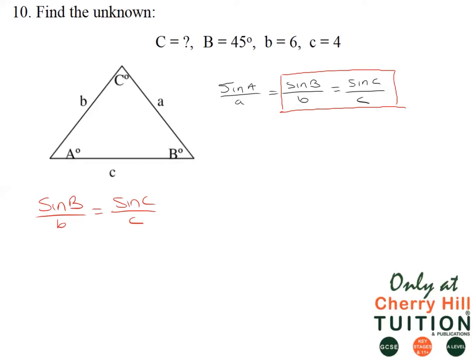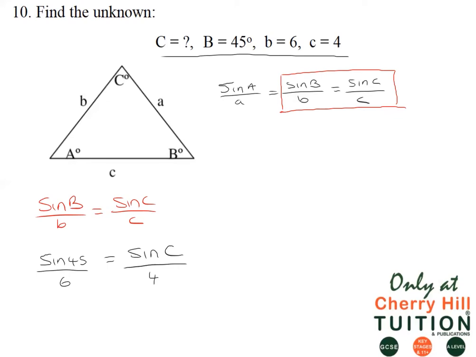Now all we need to do is plug in our values and work out what C is. So sine of B. So B is 45. So sine of 45 over small b, which is 6. So again, I'm using these values here, is equal to sine of C. So big C, we do not know what that is, over little c, which is 4.